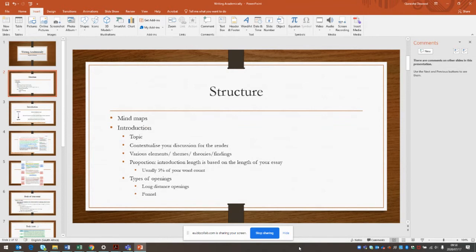A lot of students ask me, how long should my introduction be? Basically what I say is that it must be in proportion. So your introduction length needs to be based on the length of your essay. That's usually about 5% of your word count. So perhaps if you are going to have a 5,000 word essay, 5% of your word count would go towards your introduction. But if you're doing a large thesis like a PhD or research master's, your introduction would be quite lengthy.